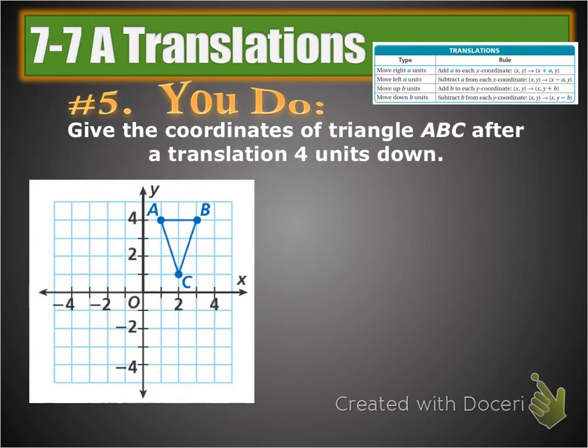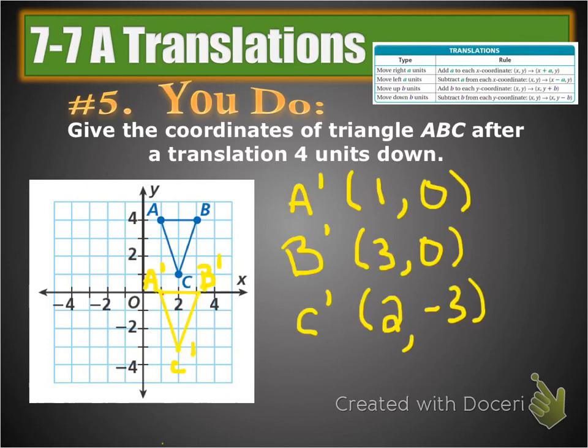How about number 5? Give the coordinates of the triangle ABC after a translation of 4 units down. So we're just moving 4 units down. So pause the video and try this one on your own. So if you translated everything correctly, this is the shape you should have ended up with. A prime would have been 1, 0, B prime would have been 3, 0, and C prime would have been 2, negative 3.